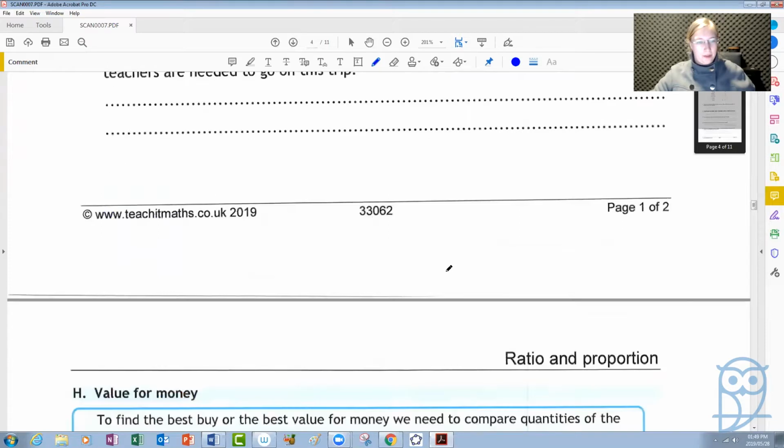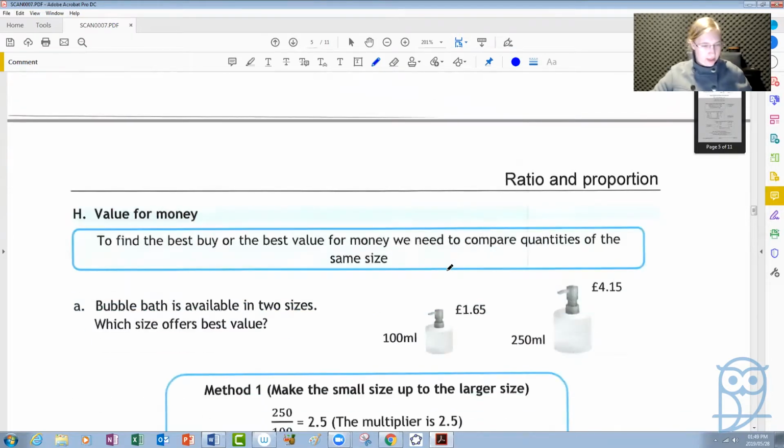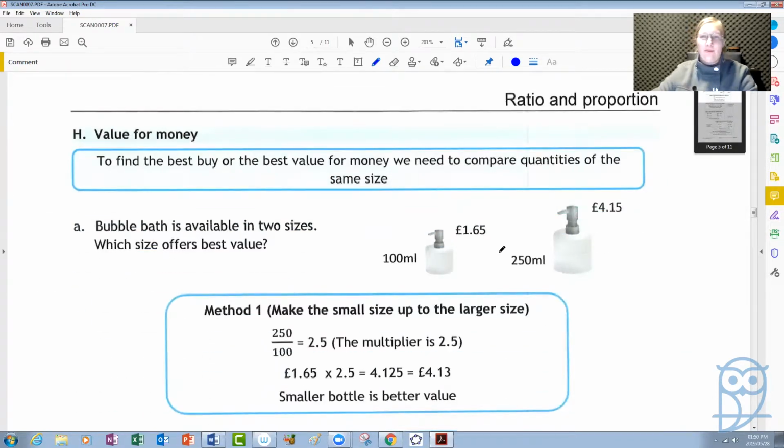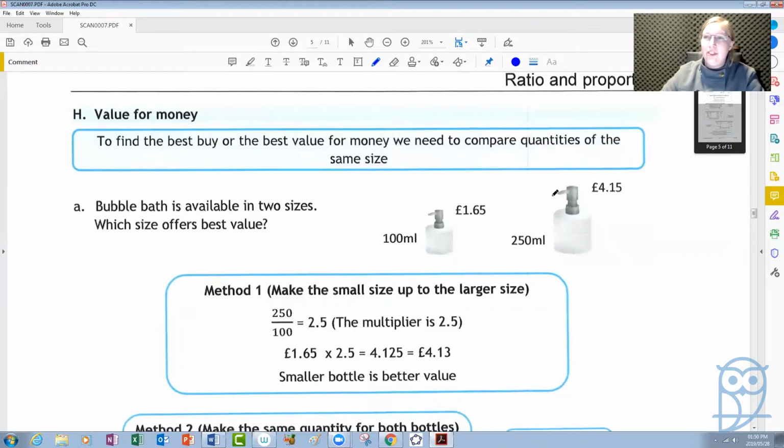So I'm going to skip these and go on to our next section, which is value for money. This is a very easy way of using proportion and ratio in order to help you in your very daily life. So this is where you can compare the price of 2 differently sized products. It's the same product. They're both bubble bath in this case, but they come at different prices and they've got different amounts in them. So there's a bunch of different ways that we can work with this.